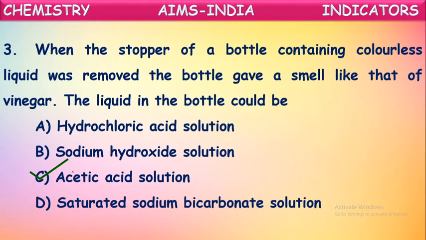Next, let us see here. The answer is given already, no problem. When the stopper of a bottle containing a colorless liquid was removed, the bottle gave a smell like that of vinegar. The liquid in the bottle could be? We know vinegar contains an acid called acetic acid. The smell of vinegar is because of the presence of acetic acid in it. So the liquid contains acetic acid, which we commonly call vinegar. Okay, next question.